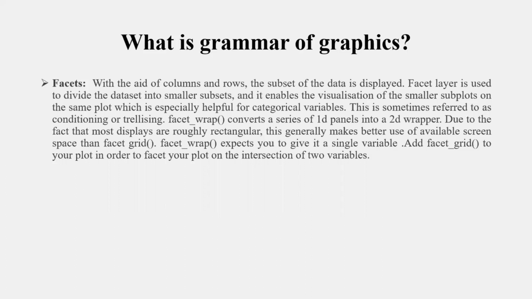Facet wrap function converts a series of 1D panels into a 2D wrapper. Due to the fact that most displays are roughly rectangular, this generally makes better use of available screen space than facet grid function. Facet wrap expects you to give it a single variable. Add facet grid to your plot in order to facet your plot on the intersection of two variables.